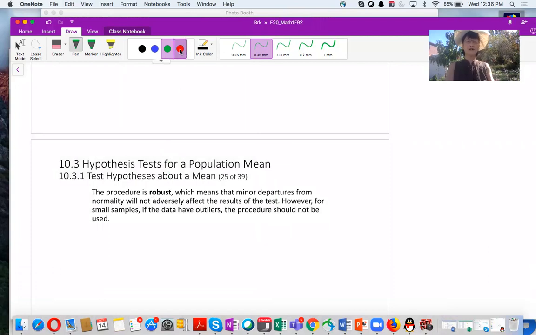This procedure is robust. Which procedure? The t-test for population mean. Robust means minor departures from normality will not adversely affect the results of the test. However, it is strongly advised that when you have a small sample size, or if you have outliers, the procedure should not be used.